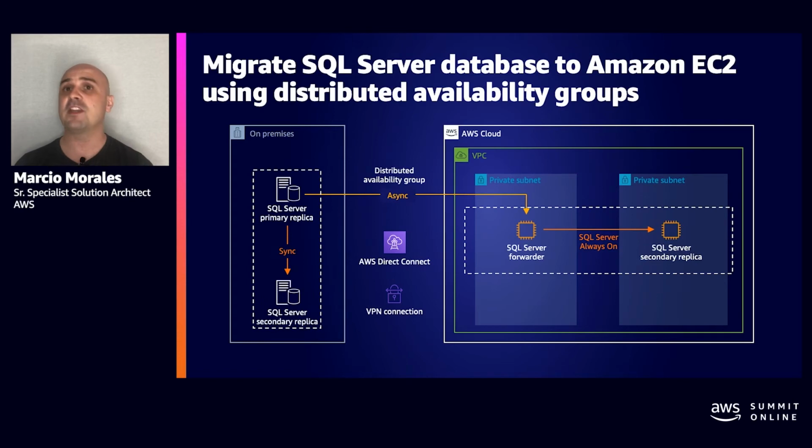The distributed availability group is going to then replicate the database from your primary replica on-premise to your primary replica at AWS. And when you are using a distributed availability group, it's called SQL Server Forwarder. In that way, you can leverage SQL Server native tools to replicate your database.